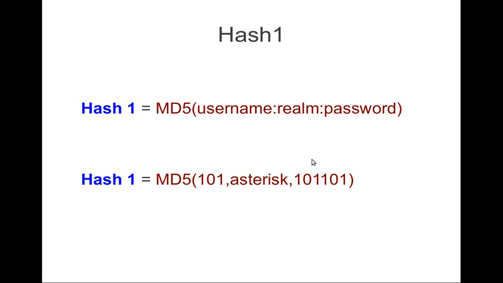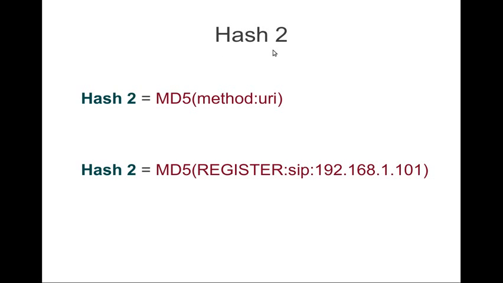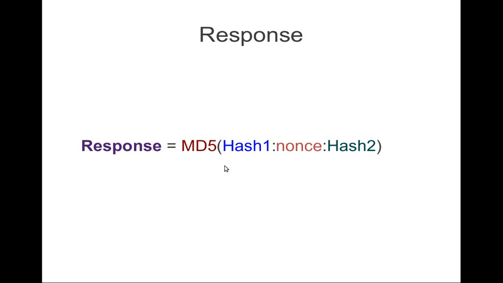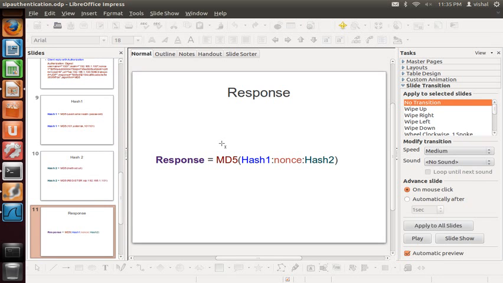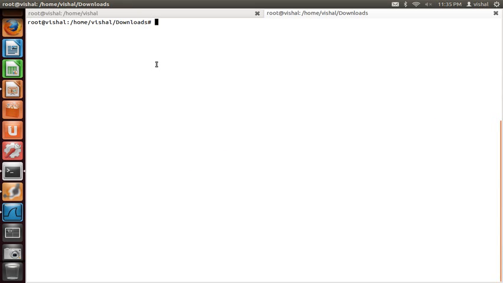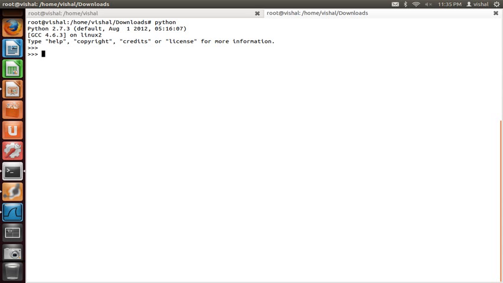Yes, easy. Now hash 2. The calculation of hash 2 is also very easy. We have to give the method. This is the theory. Method means which method we are going to use, either REGISTER, INVITE, BYE, OPTIONS. So here the method is REGISTER and the URI, that is the request URI. The request URI is sip:IP address. Based on that we will calculate the response. We will calculate the response practically using the Python language. Yes, Python is my favorite language. You can use any language for calculating the response. For this part we have to import hashlib.